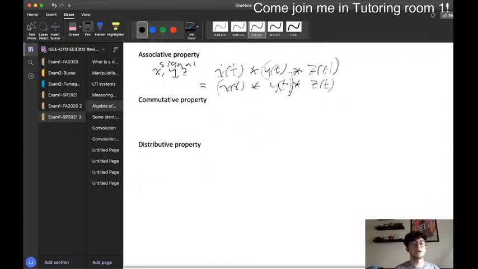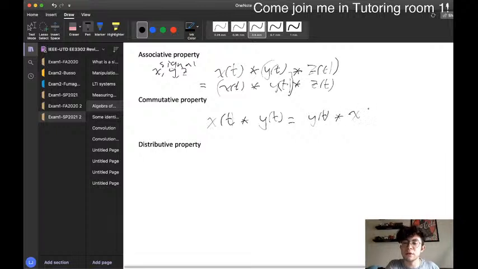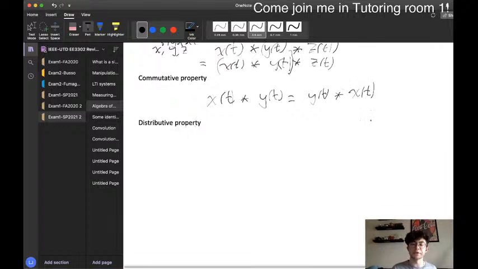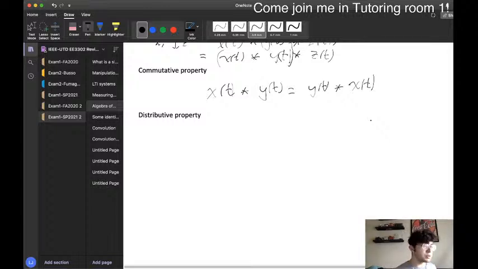Another thing is that it satisfies the commutative property. So if we have x, y, and z still signals, then x of t convolved with y of t is equal to y of t convolved with x of t. And this is going to be useful for us because we essentially get a choice of which signal we consider as the system and which one we consider the input whenever we start putting things into our LTI systems to get our outputs.